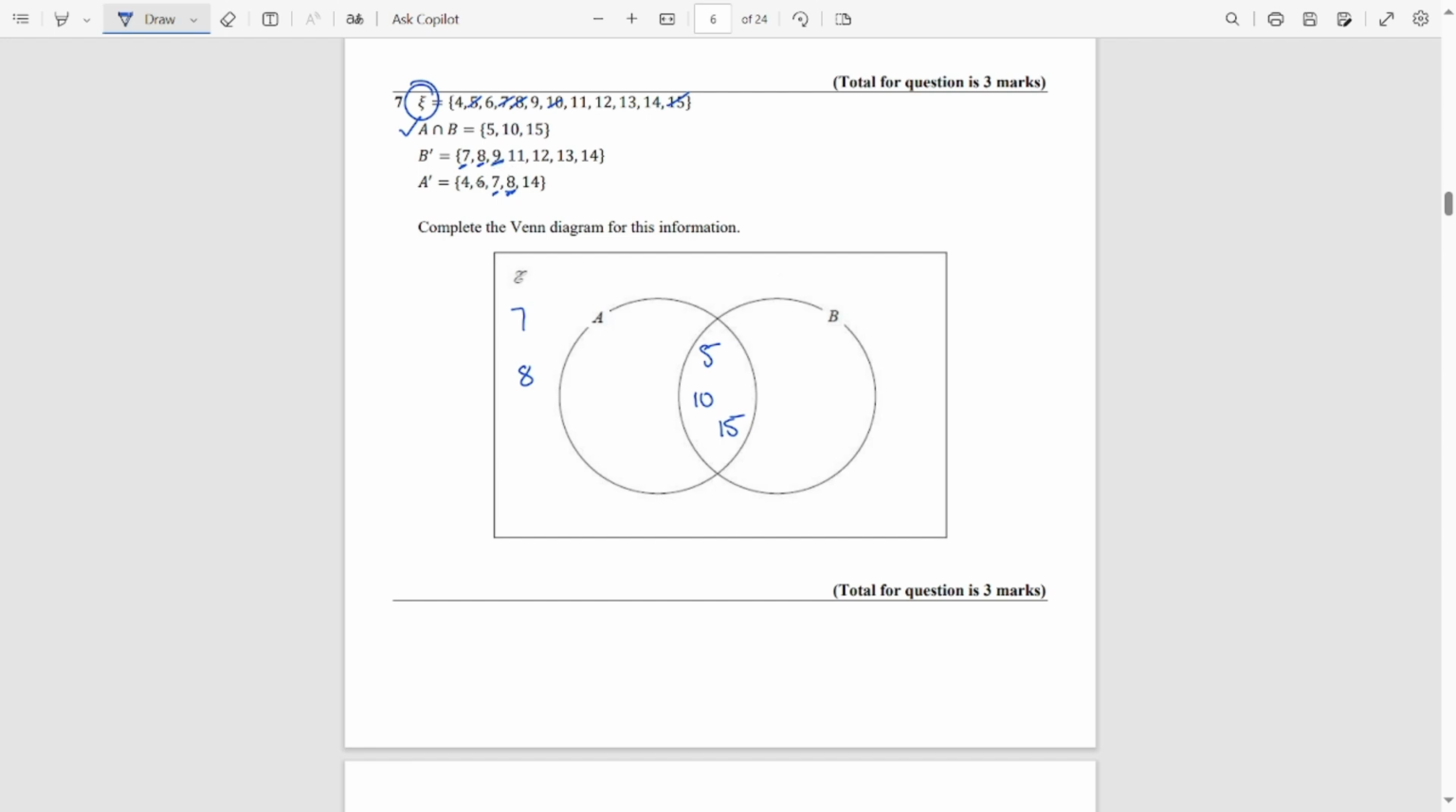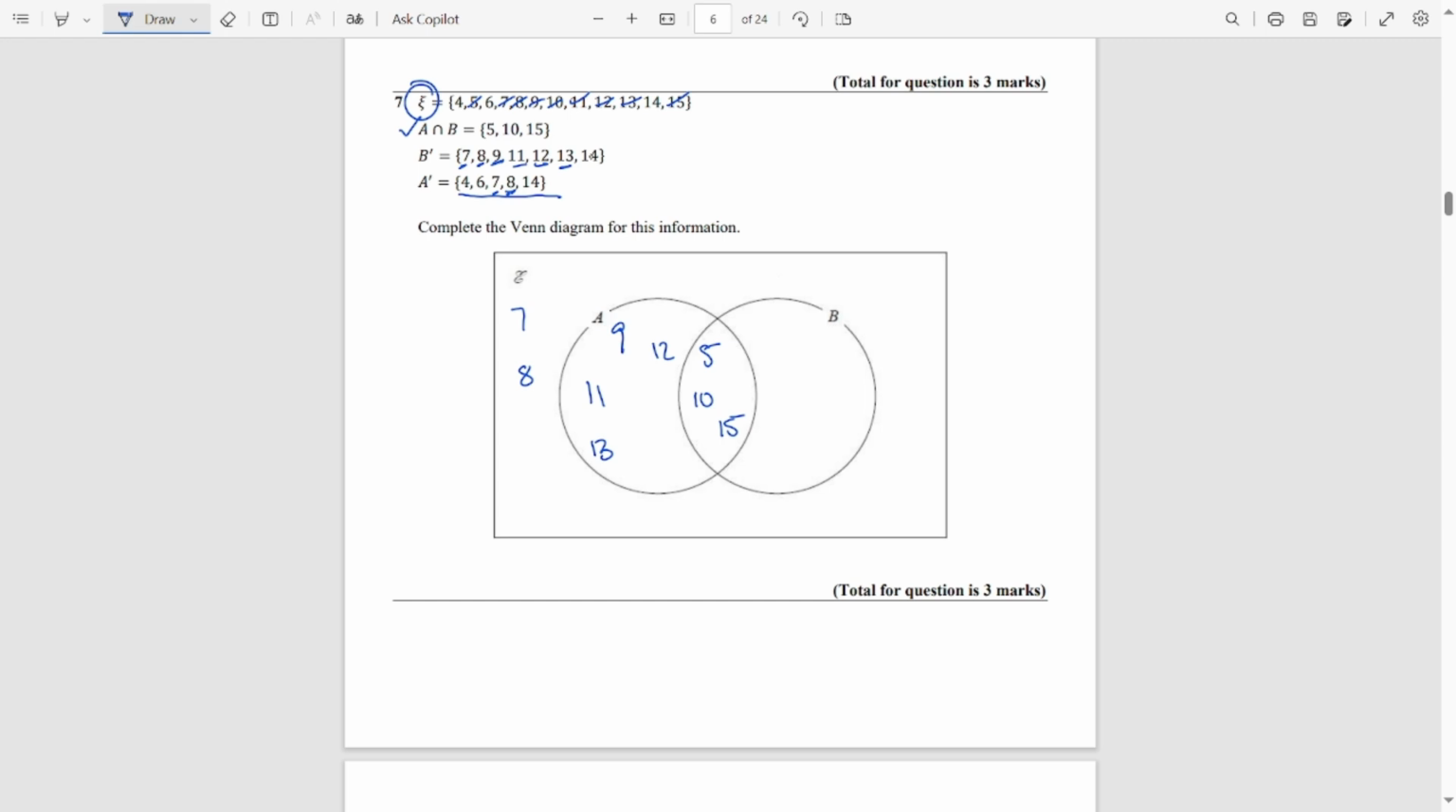9 is not in B, but I don't see it in this list, so that means it must be in A. 9 is also done. 11 is not in B, and again I don't see it in the bottom list, so therefore 11 must be in A. 12 is not in B, but it's not in the bottom list, so it must be in A. 13 is not in B as well. And 13 is not in the bottom list, so it should be put in A.